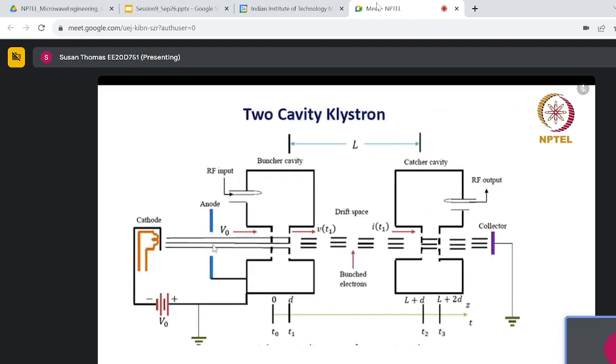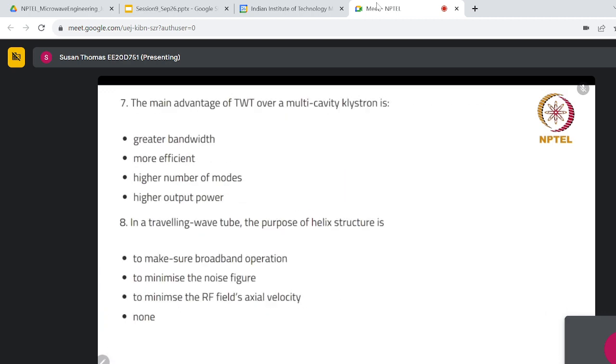So you have this. This is the buncher cavity and this is the catcher cavity. The distance between these two cavities is L. And this gap is called D. So this is the cavity gap spacing. It is there in both the buncher cavity and the catcher cavity. This is called D.